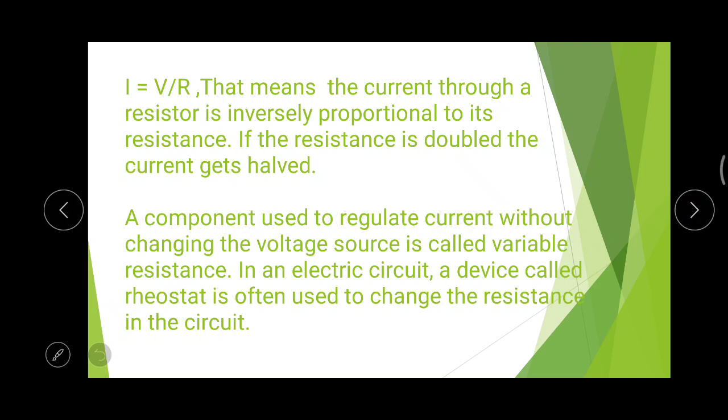In most of the circuits we are using rheostats as the variable resistor for regulating the value of current through that circuit. You have to remember that term, rheostat. The function of a rheostat is to regulate the flow of current through the electrical circuit without changing the potential across the voltage source. Okay, I think you are clear with this portion.